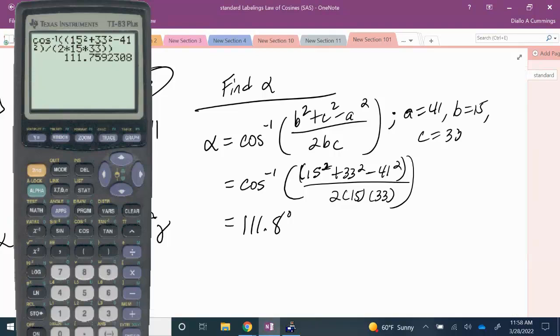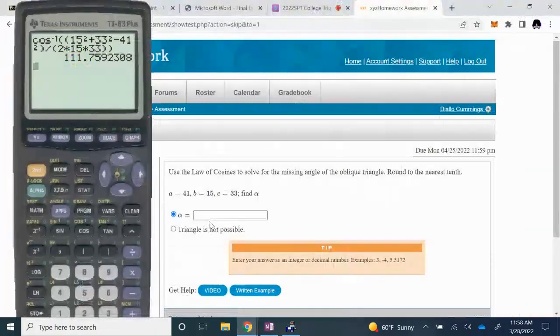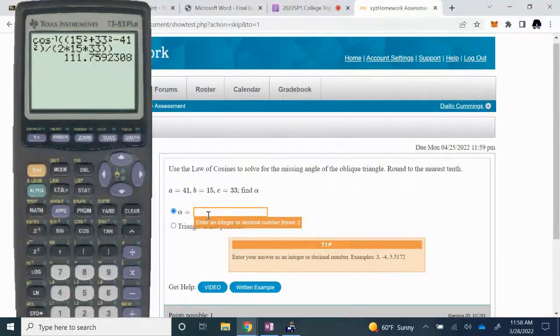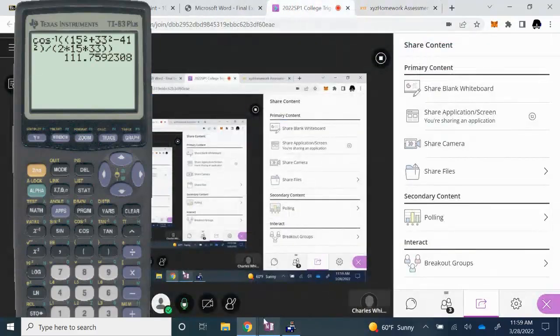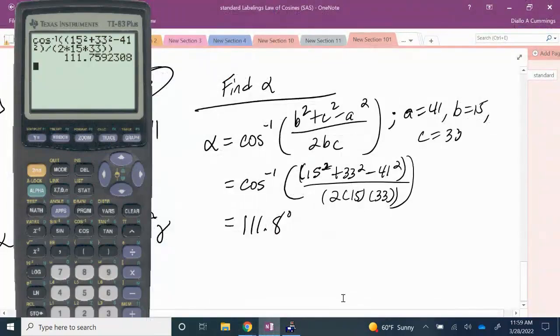Now you may have a different way of doing it. You can actually simplify the top, simplify the bottom, and then just take the arc cosine, or you can carefully enter everything in one step. All right, so no matter how you do it, you should have the final result of 111.8. All right, so I'll just bring that up again.